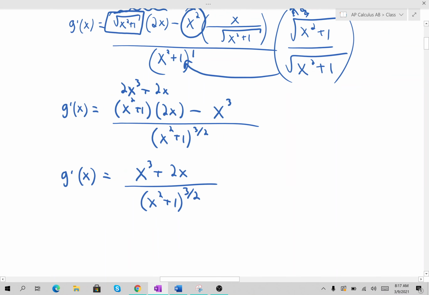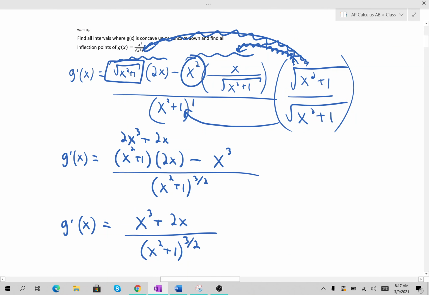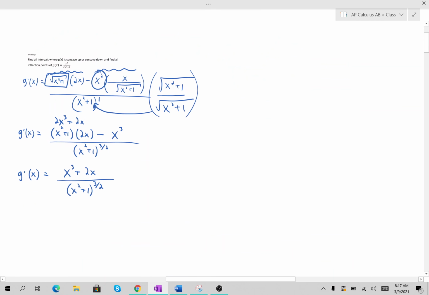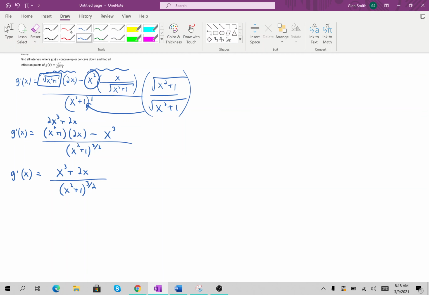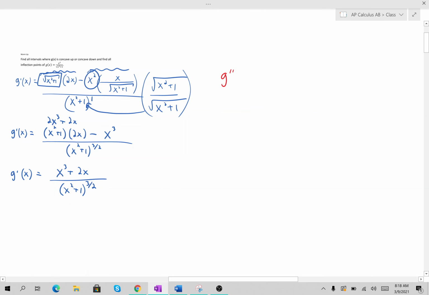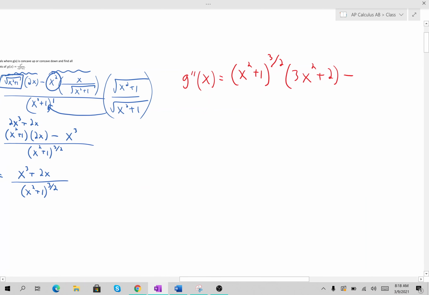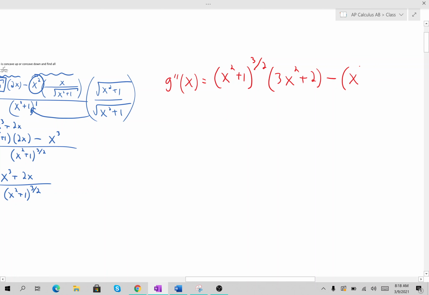So that's g prime, which we don't necessarily need right now because we're asking about, come back up here, the concavity. So we gotta get that second derivative. So what I'm gonna do is go over here to the side and derive it again. All right, we'll do that all in a different color just so it's a little bit easier to see. So g double prime is going to require the quotient rule as well. So it's low, which is x squared plus 1 to the 3/2 d high, which isn't hard, right? This is power rule. 3x squared plus 2 minus, then high, x cubed plus 2x times d low.